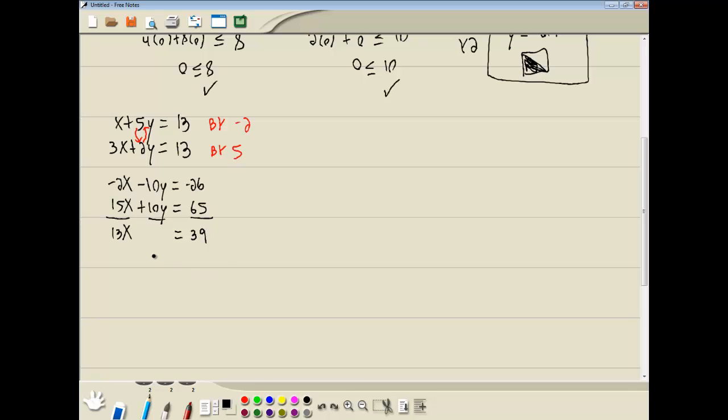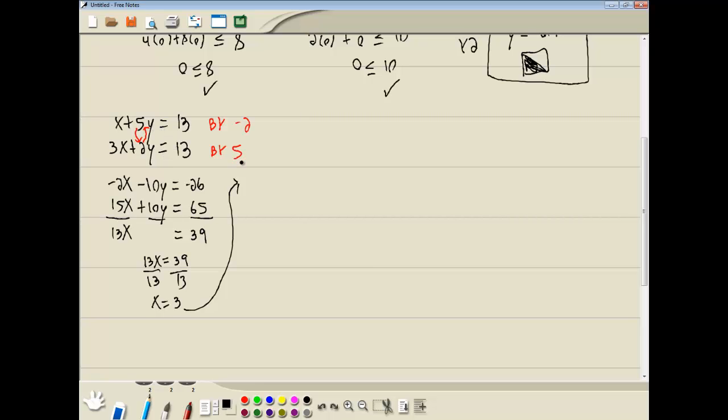Yeah, 39. So now the y's are gone, they're eliminated. So we got 13x is equal to 39, divide both sides by 13, and you get x is equal to 3. Now at this point, you want to take that x value and plug it back into one of your equations, doesn't matter which one, both of them give you the same answer. You choose the easiest one, what looks like the easiest one to you.